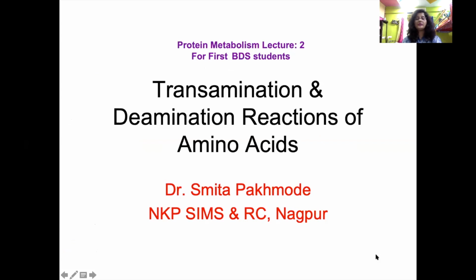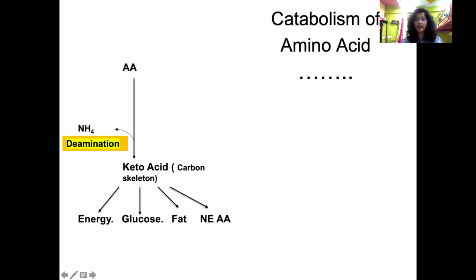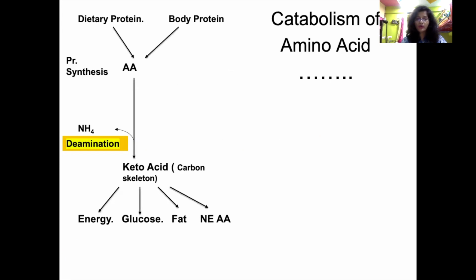So today we are going to discuss two important metabolic processes regarding the metabolism of protein, that is the transamination and deamination reactions of amino acids. In the last lecture we had seen that the amino acids we get in the blood mostly come from the digestion and absorption of dietary protein and the degradation of body protein. Most of these amino acids are utilized for synthesis of new structural protein and synthesis of non-protein nitrogenous compounds. So this comes under the anabolism part of protein metabolism.